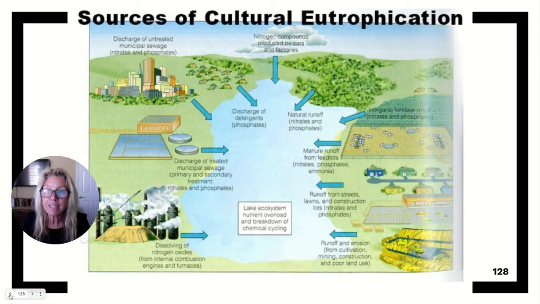So what kind of things add to it? You can see right here: dissolving nitrogen oxides from internal combustion, discharge treatments, untreated municipal waste from homes, from detergents. You have natural runoff, fine, but then you have additional runoff from manure, runoff from streets, from erosion, etc.